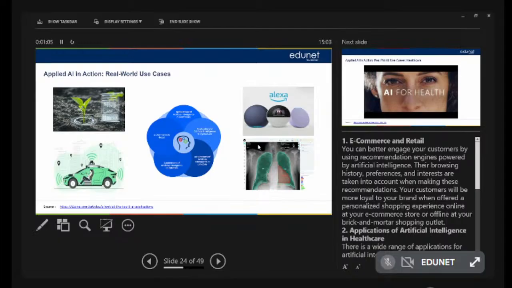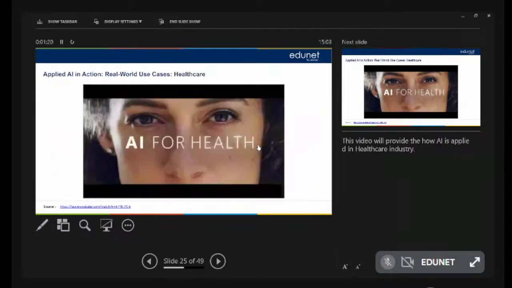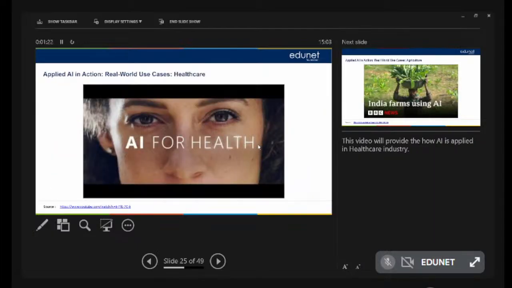So what is applied AI? If we are implementing an AI model to solve a real-time problem, that we call applied AI. Now here is one example of applied AI. We will watch the video, then I will explain what applied AI is.